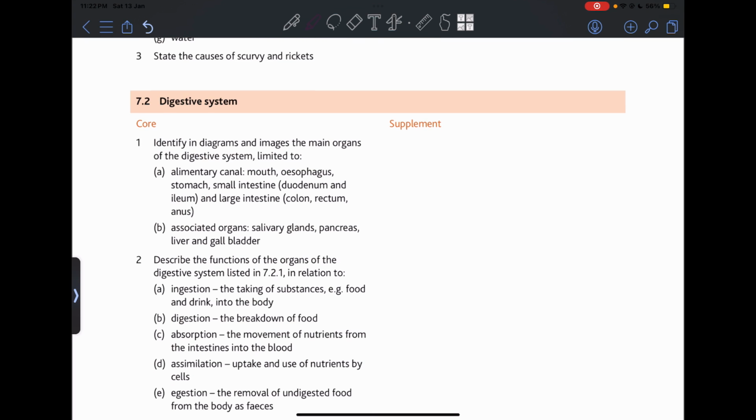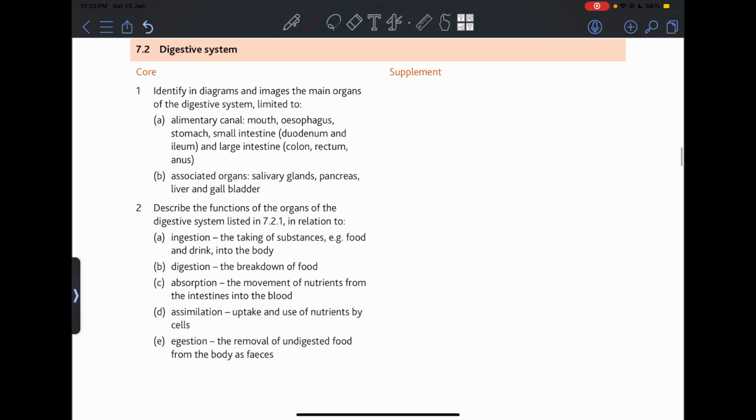7.2 is about the digestive system. Both core and extended students have to know and identify in diagrams and images the main organs of the digestive system, limited to alimentary canal, mouth, esophagus, stomach, small intestine, duodenum and ileum, large intestine, colon, rectum, and anus. So, for example, if you get a picture in your exam in Paper 4 and they ask you to label, you have to know where the esophagus is, where the mouth is, and you also have to know their uses.